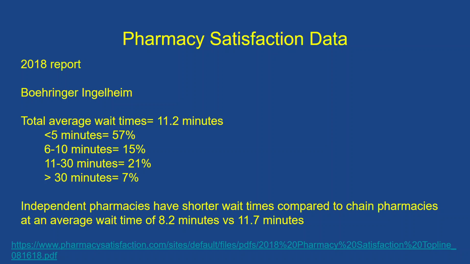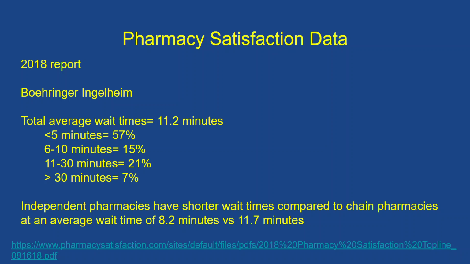This is a report from Boehringer Ingelheim from 2018 showing the total average wait times of all pharmacies combined. That includes clinics, that includes major chain pharmacies, that includes independents, and they found that the total wait time on average was 11.2 minutes. As you can see, actually 72% of those prescriptions were filled in less than 10 minutes.